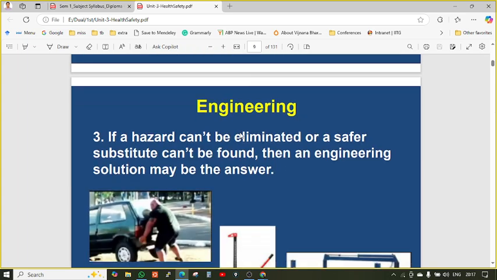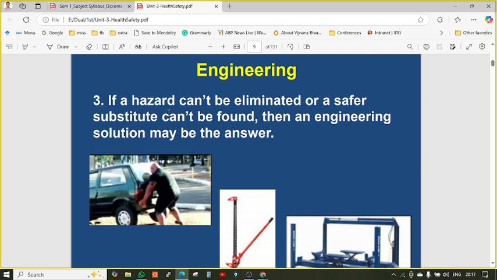But if there is no other option, the third step is engineering. For example, if there is no other switchboard or no other light and fan switch in the room, you cannot eliminate and you have nothing to substitute, then what can you do? You go for the third stage, called engineering control. If the hazard cannot be eliminated or substituted, go for engineering control. What is engineering control? It is using some techniques or instruments to do your work.